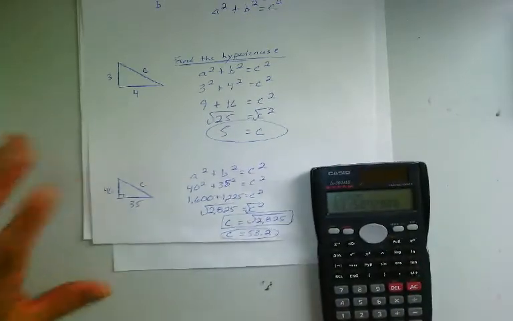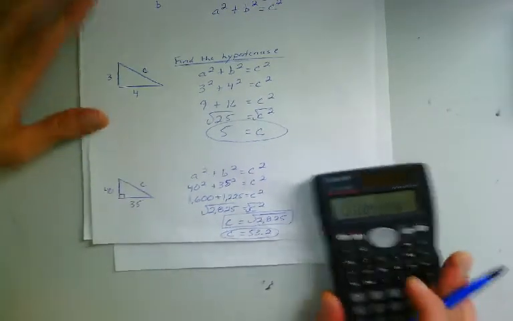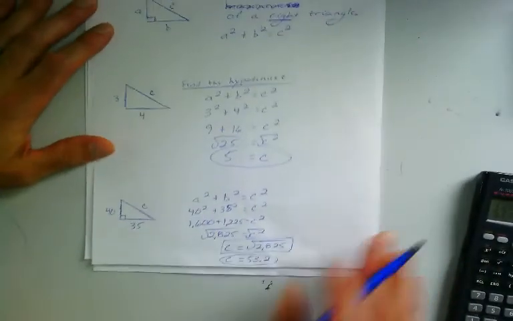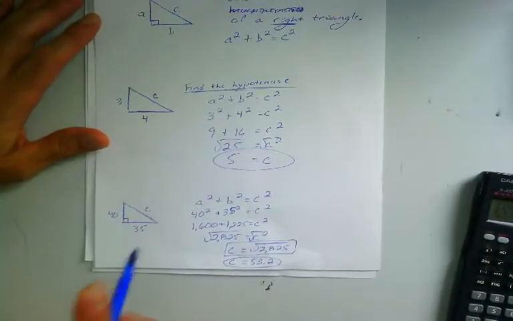All right, guys, I hope this gives you a basic understanding of the Pythagorean theorem. Don't forget, it's only used for right triangles. A squared plus B squared equals C squared.